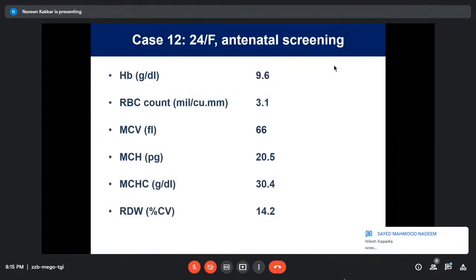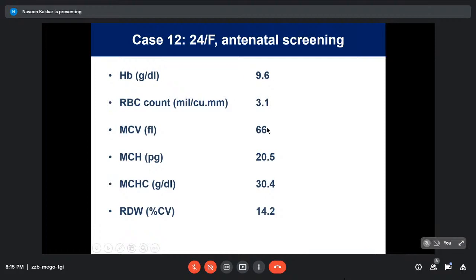Case 12, this is a 24-year-old lady, came for antenatal screening, mild anemia, microcytosis, and RDW which is normal. So for a 9.6, MCV is pretty low. So my guess on the indices would be I want to rule out a thal trait, simple. So that's an abnormal area to look at.